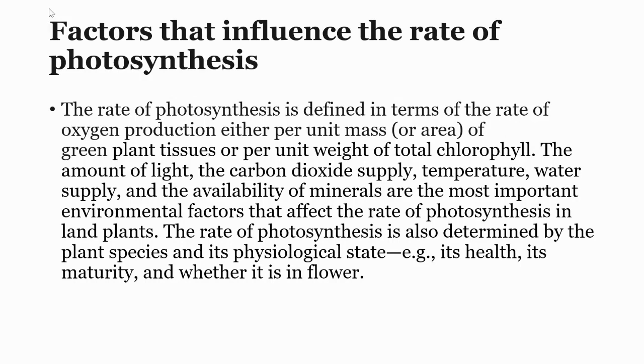The rate of photosynthesis is defined in terms of the rate of oxygen production, either per unit mass or area of green plant tissues or per unit weight of total chlorophyll. The amount of light, the carbon dioxide supply, temperature, water supply, and the availability of minerals are the most important environmental factors that affect the rate of photosynthesis in land plants. The rate of photosynthesis is also determined by the plant species and its physiological state, that is, its health, its maturity, and whether it is in flower.